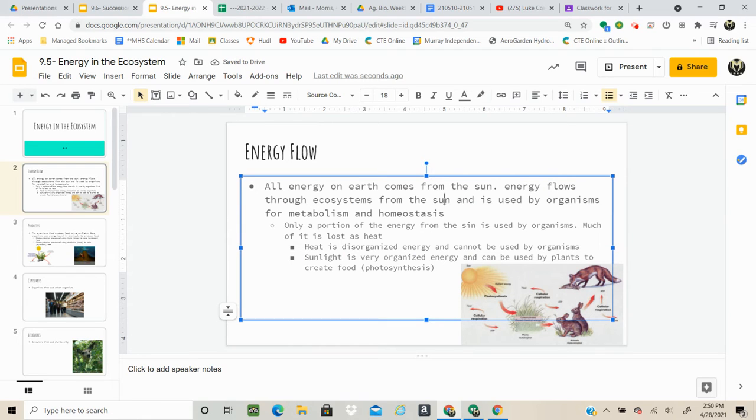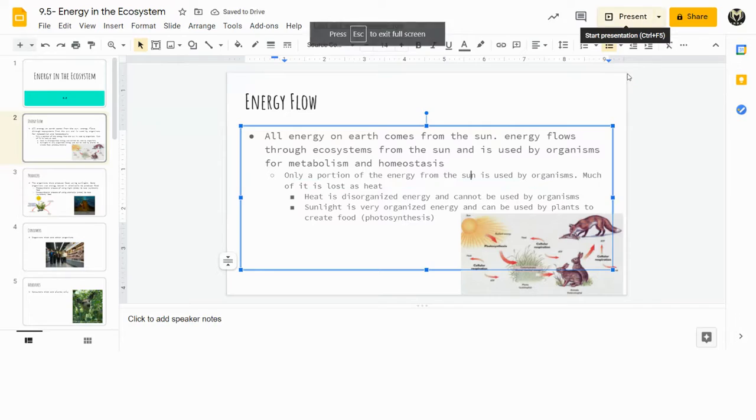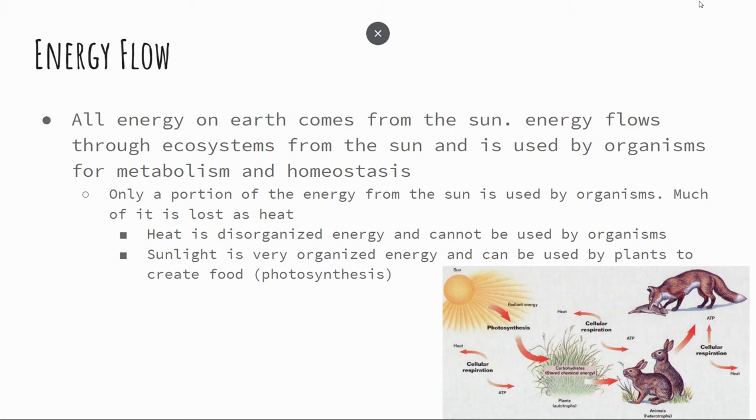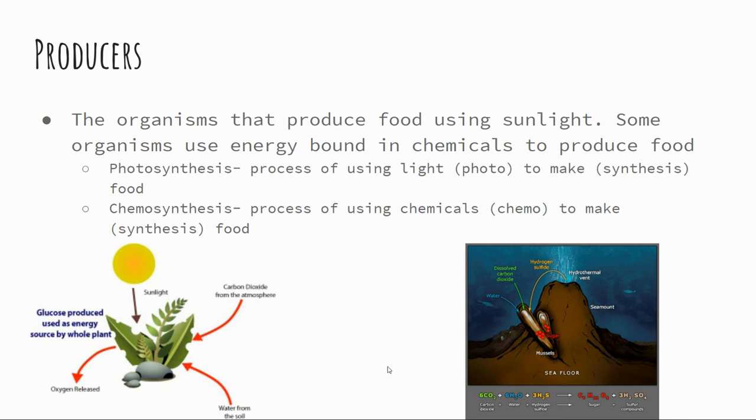Heat is the most common form of energy, but it is very unorganized, meaning that living things can't use it. Even though you feel it, it's not a usable source of energy. Sunlight is very organized in comparison, and we have learned multiple times that plants use this through the process of photosynthesis, and that's how that energy enters the ecosystem or the food web. Producers are organisms that produce food from sunlight, and some organisms, of course, do chemosynthesis. Photosynthesis is the process of using light to make food, and chemosynthesis is the process of using chemicals to make food.